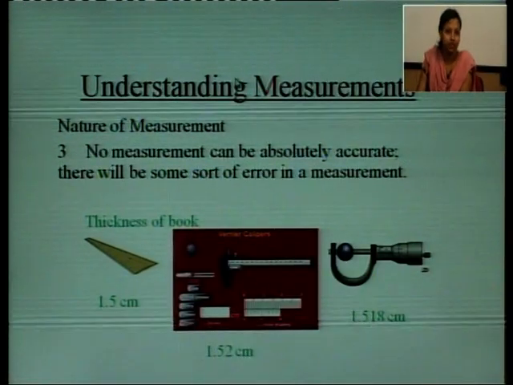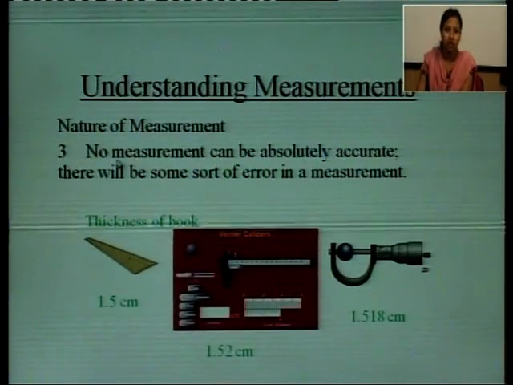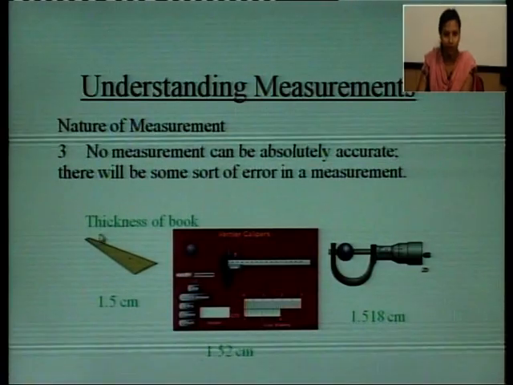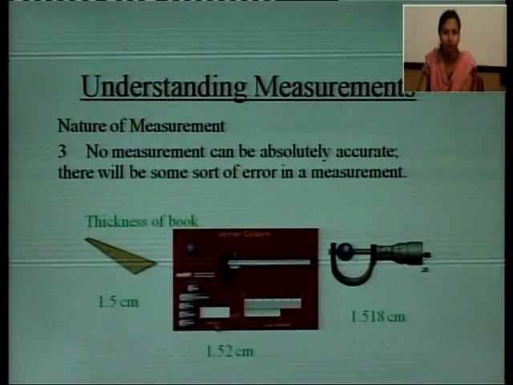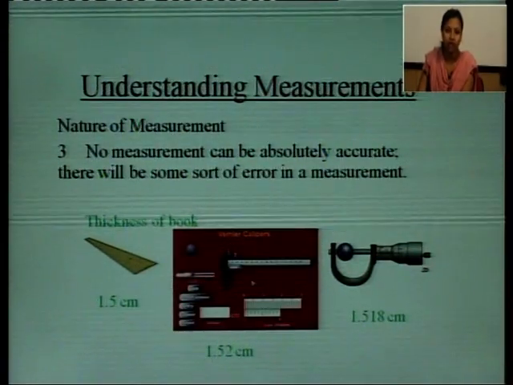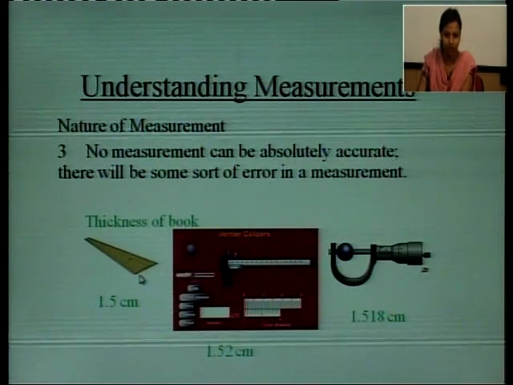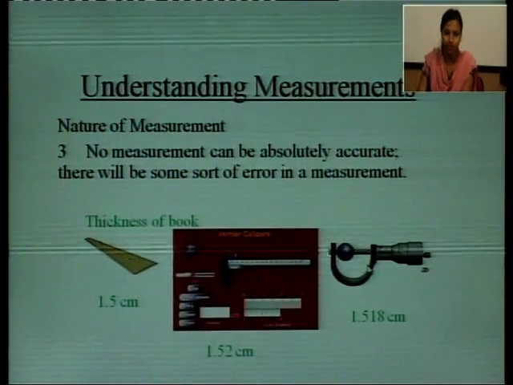Next we will discuss that measurement depends upon many factors. So no measurement can be absolutely accurate. There will be some sort of error in a measurement. Like we take three examples here. First one is the scale, second is the Vernier caliper, and third is the screw gauge.